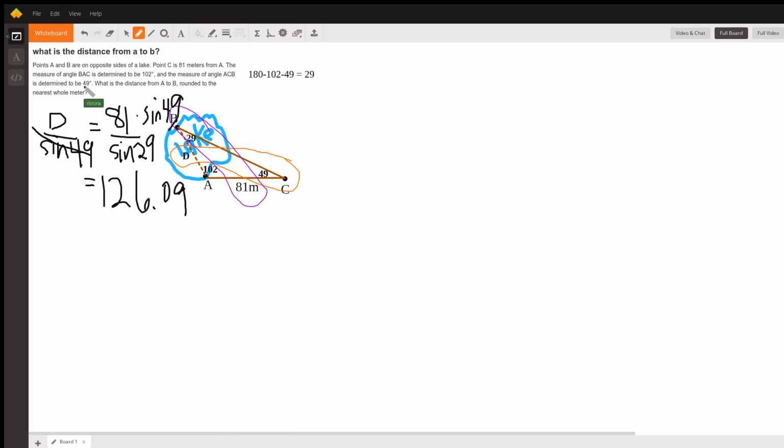And so it says round to the nearest whole meter. So this answer would be 126 meters. And the problem is solved.